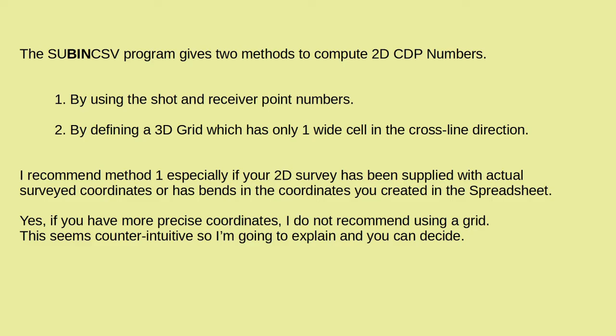After updating the geometry, you will want to set the CDP numbers in the traces. There are two methods available in SUGEOMCSV. The second method is to define a 3D grid. You can define a grid that only has one cell in the cross-line direction. If you do this, and your line has actual surveyed coordinates, make sure the one cell is quite wide. But if your survey does have actual surveyed coordinates, I do not recommend using a grid definition. Instead, I recommend you use the SUGEOMCSV option to compute CDP numbers from point numbers.